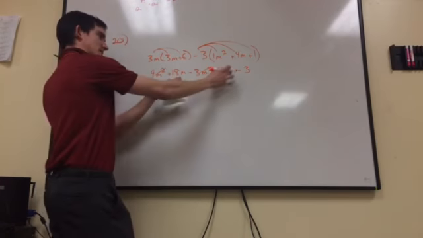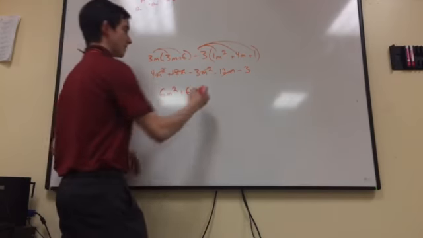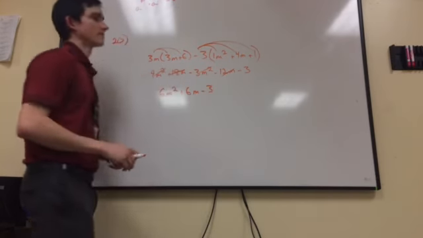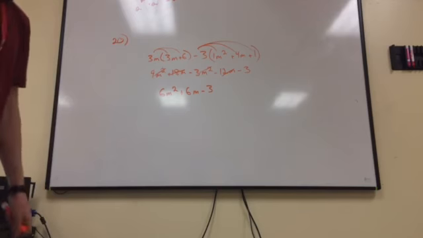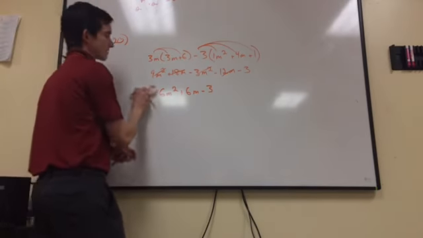If I have 18 m's and I take away 12 m's, I have 6 m's left. Minus 3, and there's nothing else to combine it with, so minus 3. So that's how you do that portion, and that would be the answer. So you need to multiply it and then combine like terms.